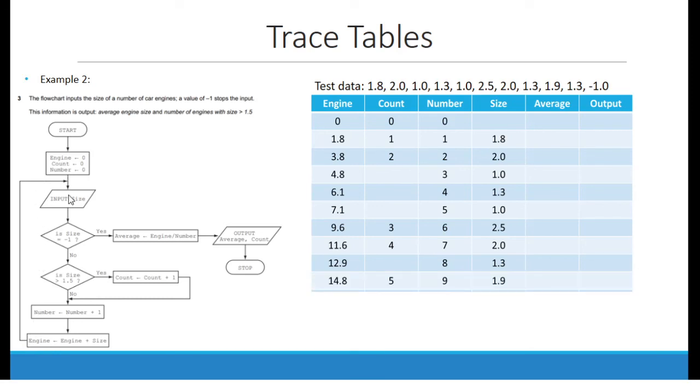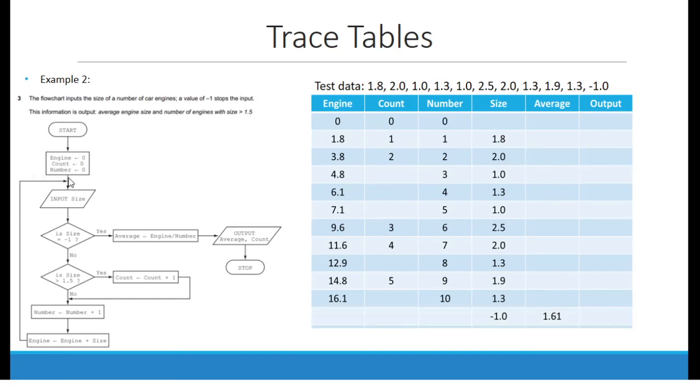Next, we have 1.9. Is size equal to minus 1? No. Is size greater than 1.5? Yes. So count becomes 5, number becomes 9, and engine becomes 12.9 plus 1.9, which is 14.8. Next, we have 1.3. Is size equal to minus 1? No. Is size greater than 1.5? No. So count stays the same, number becomes 10, and engine becomes 14.8 plus 1.3, which is 16.1.